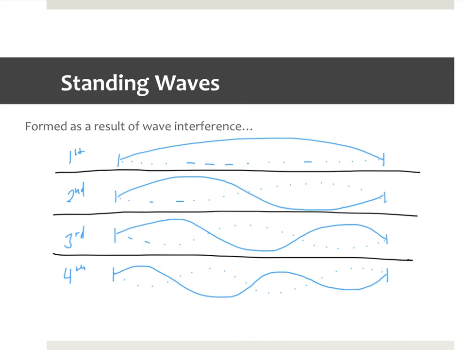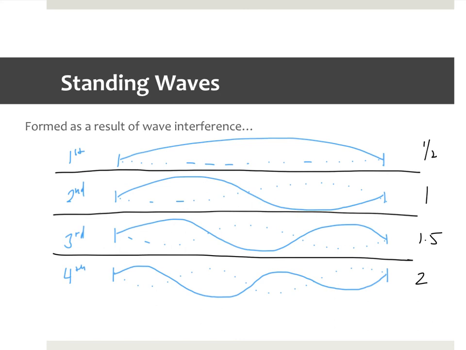Notice here, these don't exactly indicate a full wave for the first order. You'll notice that it's almost like half a wave. The second is one full wave, third is 1.5 waves, and the fourth is 2 waves. So sometimes you might have questions that ask you, how do I calculate the wavelength of a standing wave?